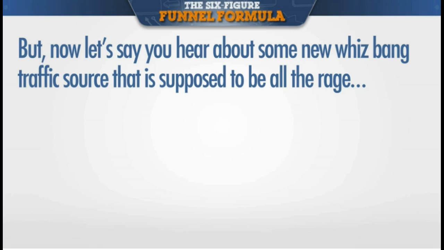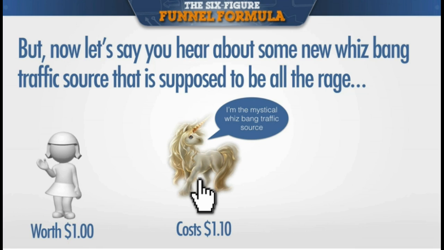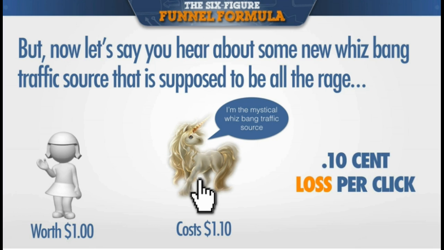But now let's say you hear about some whiz-bang traffic source that's supposed to be all the rage. This time you go over there, and when you set it up, you see that it's going to cost you $1.10 a click with this new traffic source. Well, again, because you're tracking and because you know your numbers, your average visitor value, you know that this new traffic source would actually cost you 10 cents for every visitor. In other words, you know that this new traffic source, if used, wouldn't make you any money. It would cost you money. And so, of course, you know not to use it with this particular funnel.